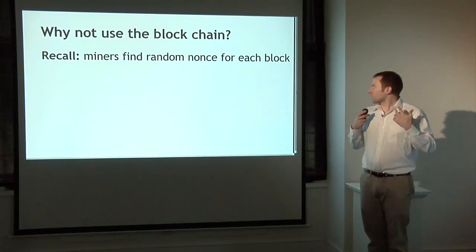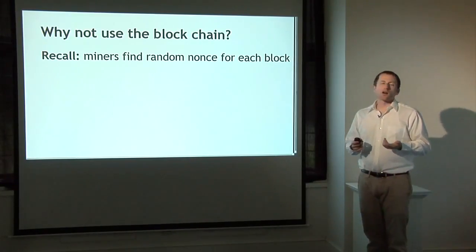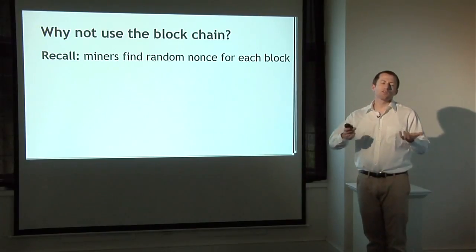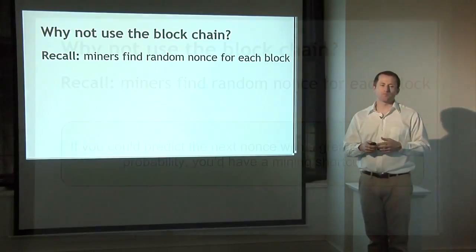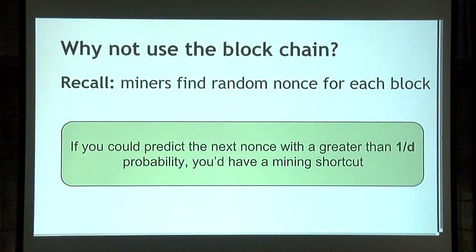If we recall the fact that miners have to find a random nonce for each block, we think we might be in business here. Why can't we use the random nonces that miners are finding in the process of mining as a randomness beacon? There's a fairly strong argument that you can't predict with high probability what the next nonce will be. If you could, you'd have a mining shortcut. If you had the capability to predict the next nonce with a probability greater than 1 over d, where d is the difficulty of finding a block, then you would have a faster way to mine than just trying nonces at random.